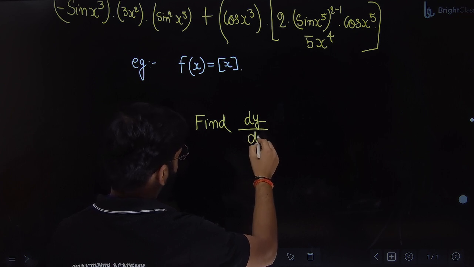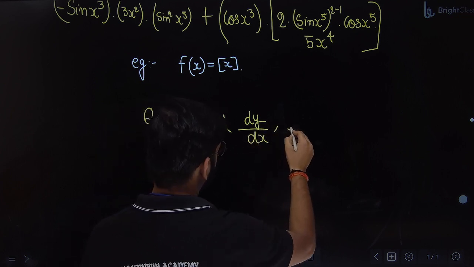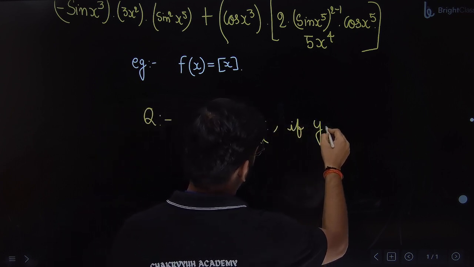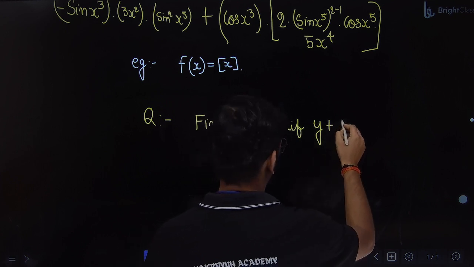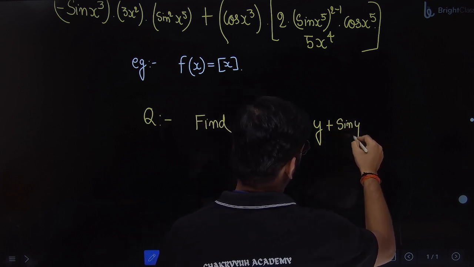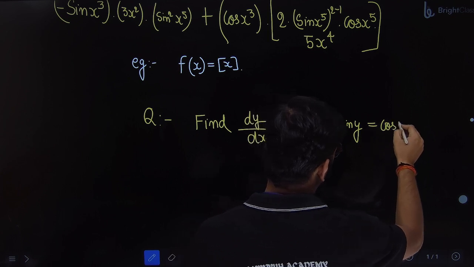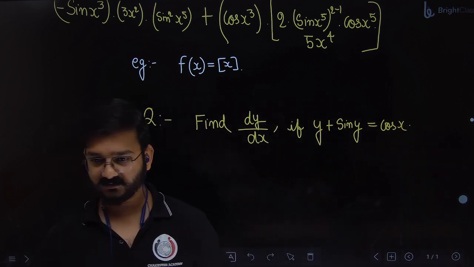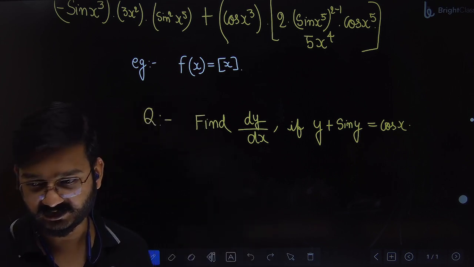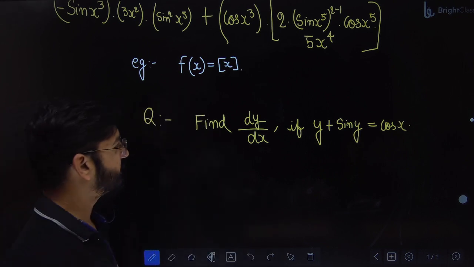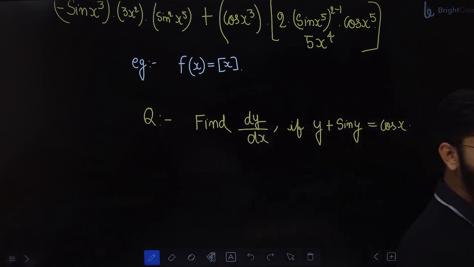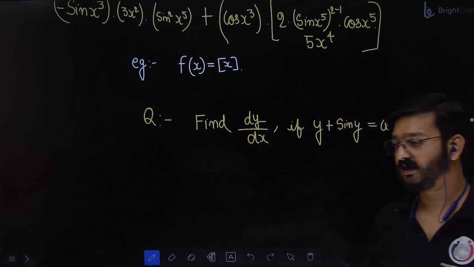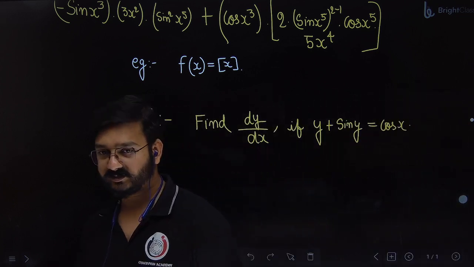Find dy by dx if y plus sin y equals cos x. Okay. So a simple question on this note, we'll wrap up the session. All of you try this quickly. So we need dy by dx, right? Means you differentiate y with respect to x. What is the meaning of dy by dx? Differentiate y with respect to x.